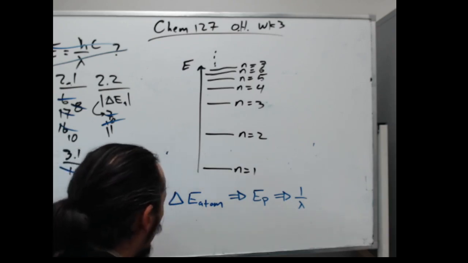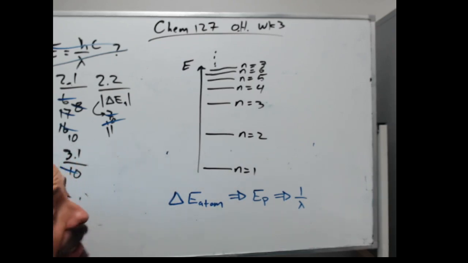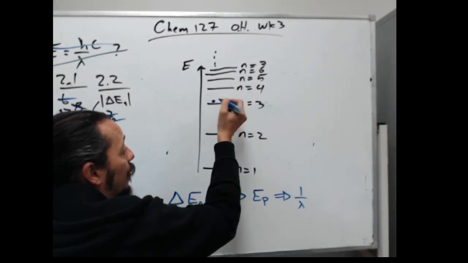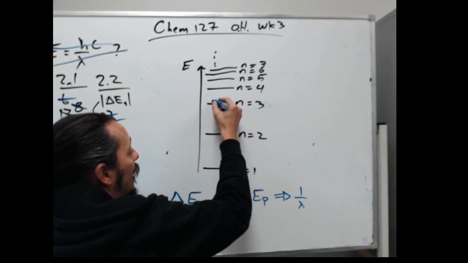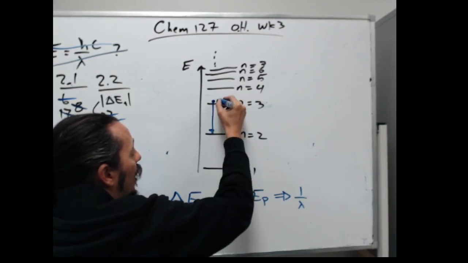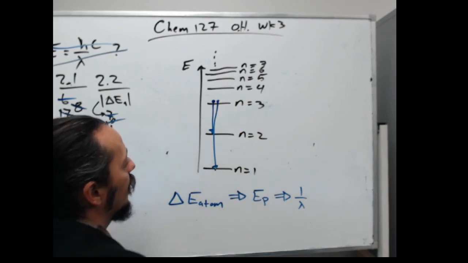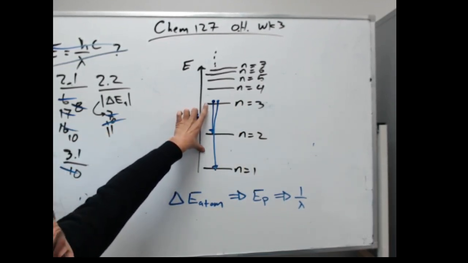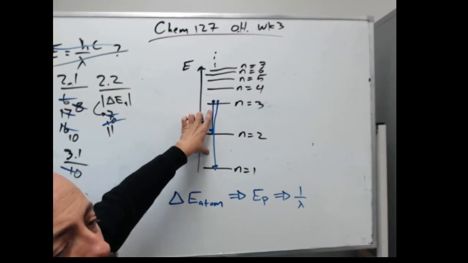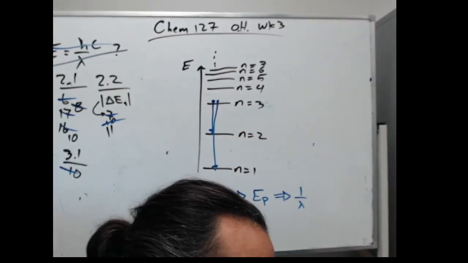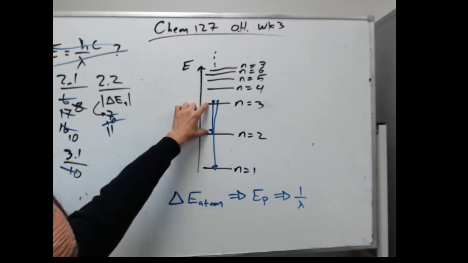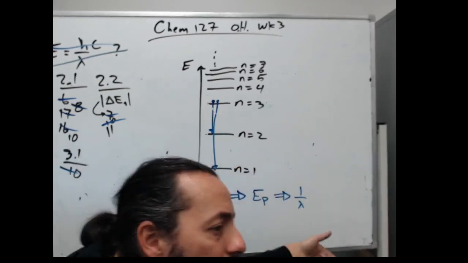So the process we're looking at here is emission, and let's say we're going from n equals 3. I could be going from n equals 3 to n equals 2, or I could be going from n equals 3 to n equals 1. One of those is a bigger change in energy, which is going to be bigger photon energy, which is going to be smaller wavelength. One of those is a smaller change in energy, which is going to be a smaller photon energy, which is going to be a bigger wavelength.